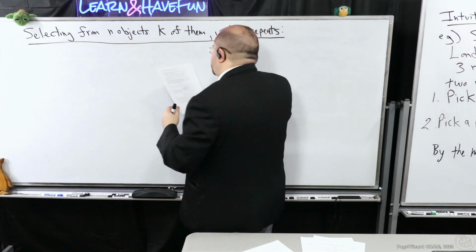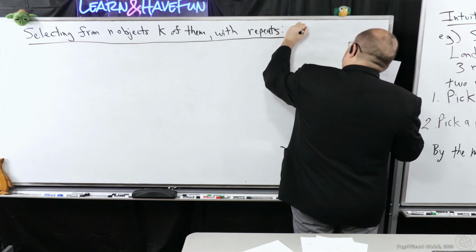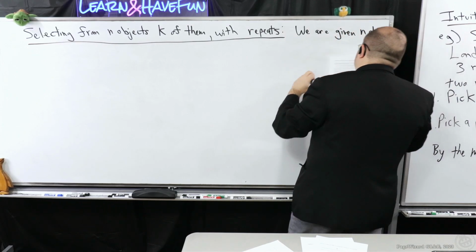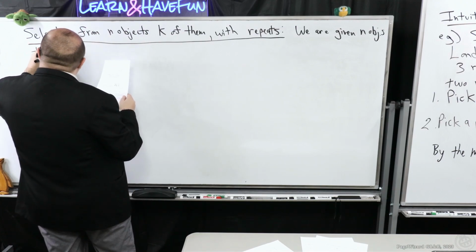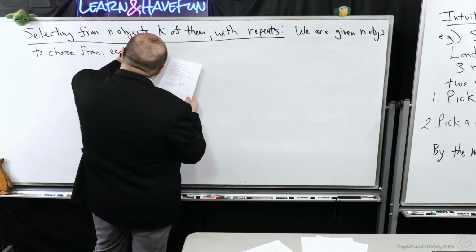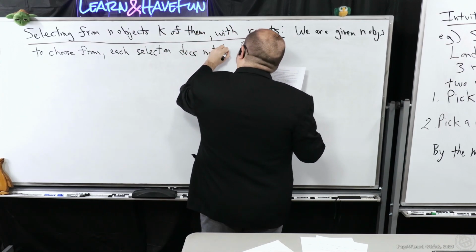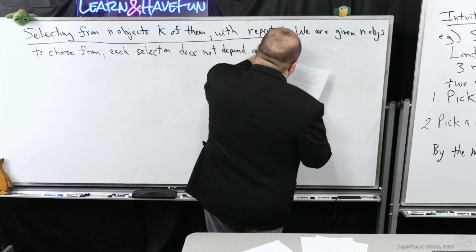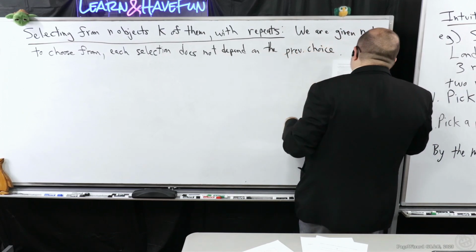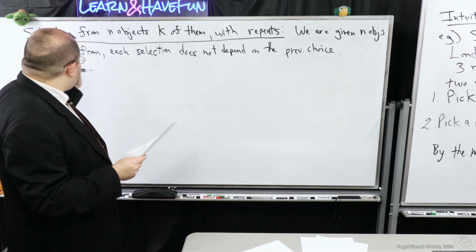So the big thing I really want you to notice about that, so we are given n objects to choose from. Each selection does not depend on the previous choice. So I want you to think about this as a k-step process, seeing as I'm picking k of them.